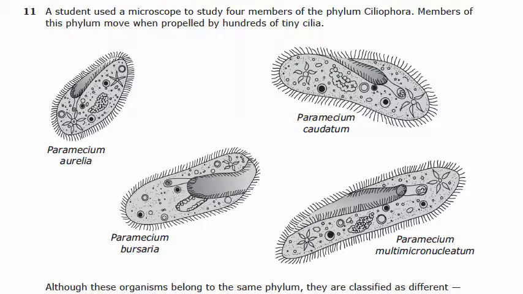Number 11. A student used a microscope to study 4 members of the phylum Ciliophora. Members of this phylum move when propelled by hundreds of tiny cilia. I will read the names starting from top left: Paramecium aurelia, top right, Paramecium caudatum, bottom right, Paramecium multimicronucleatum, and last, Paramecium bursaria.